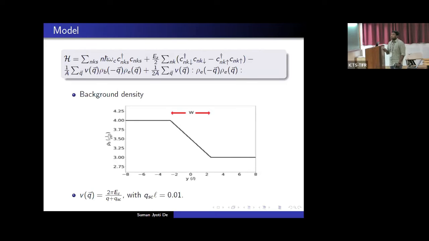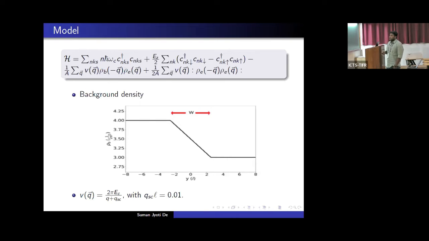So actually the model, if you look at the microscopic model, it has many terms. The first term is the cyclotron energy term, and the second is a Zeeman term, and then we have an electron-background interaction term, and the electron-electron interaction term. We have modeled the background term like this, which falls linearly with W, such that it has charge neutrality on both sides, and it mimics the nu equal to 4 to nu equal to 3 region.